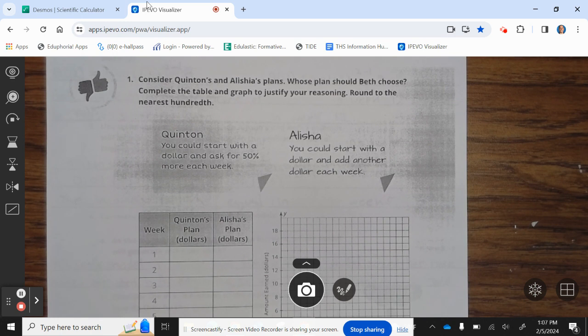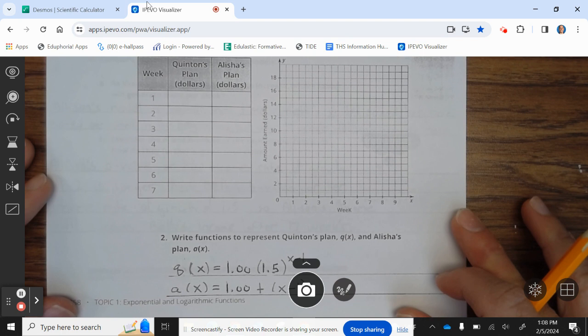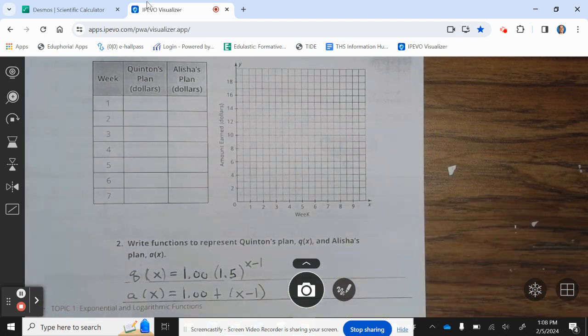Quentin, you could start with $1 and ask for 50% more each week. Alicia, you could start with $1 and add another $1 each week. Let's go ahead and do 2 first, and we'll go back to number 1, the table and graph. Write a function to describe Quentin's plan, q of x, and Alicia's plan, a of x. Q of x would equal 1 times 1.5 to the x minus 1. A of x would equal 1 plus parentheses x minus 1.